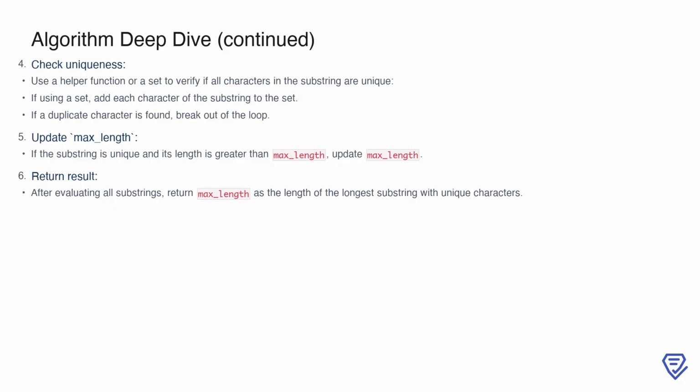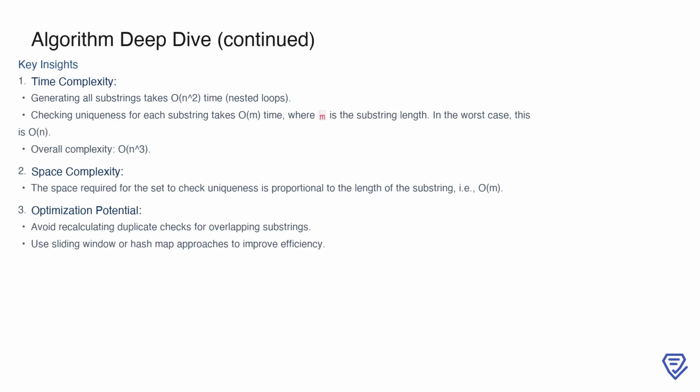If the substring is verified as unique and its length exceeds the current max_length, we update max_length. Finally, after examining all substrings, we return the value of max_length, which represents the length of the longest substring containing only unique characters. While this approach is conceptually simple and easy to implement, it is computationally expensive since it evaluates every possible substring. Analyzing the brute force approach, we see that its time complexity is quite high.